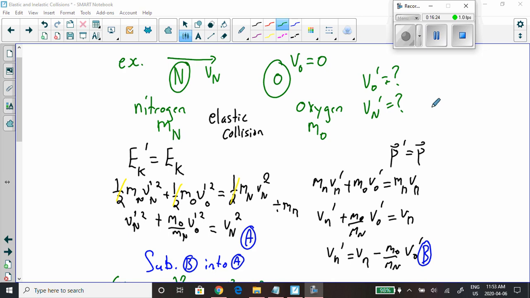All right, last example for today. We have a nitrogen molecule. We're going to say its mass is Mn, and it's going to have an elastic collision with an oxygen molecule, mass MO. Now, the oxygen molecule before the collision is not moving. The nitrogen molecule is moving. We're going to say it has a speed Vn, and they're going to have an elastic collision, meaning that the kinetic energy after the collision must equal the kinetic energy before the collision. That's very important. And the momentum is also conserved. Momentum after the collision is equal to momentum before the collision.